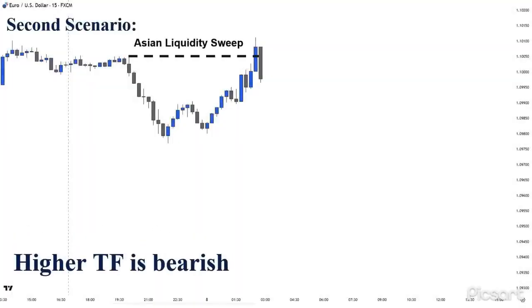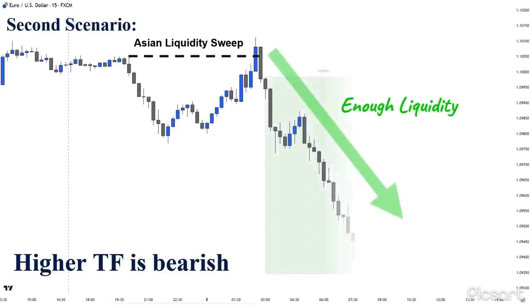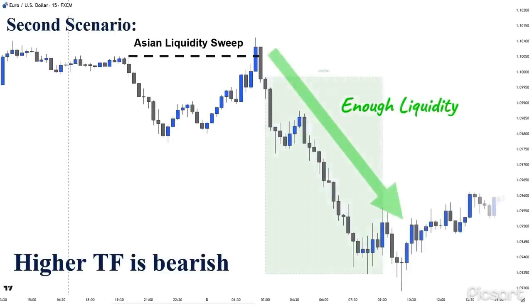Now, in the second scenario, the market has gathered enough liquidity before the London killzone begins. So the price continues to move in the direction of the higher time frame. Once again, we can make optimal trading decisions by combining the higher time frame direction, key levels, and lower time frame confirmation.